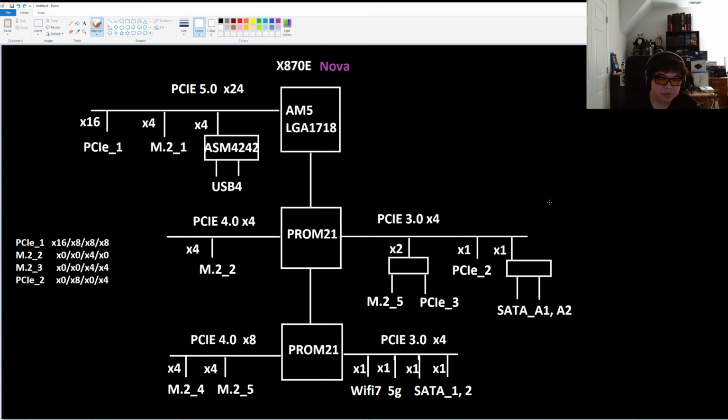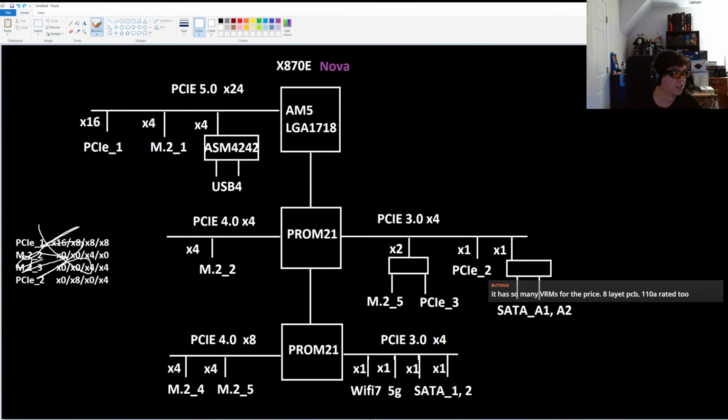X870E supports Hyper-B clock external generator. Yes, it does, but it depends on the motherboard. Not all of them have that. I don't know if the Nova has that. That is the one thing that I don't know if it has. I would assume that it does not have that, to be honest. I think only the Taichi has that on ASRock, because the Taichi is more expensive. Oh, and this whole thing here doesn't apply. Ignore this. This doesn't apply to this motherboard.